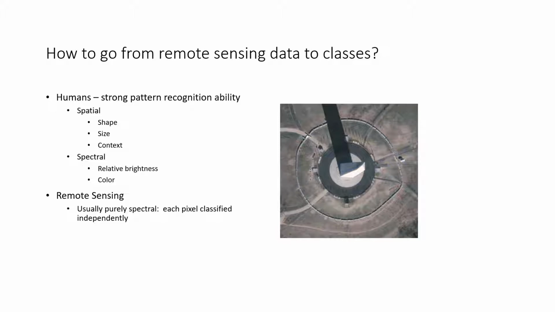So now that you've got all those ways of collecting this information, how do we do something with it? Well, we can spot patterns real easy. Spatial patterns, where we look at changes in shape and size and the context, and spectral patterns, where we look at things that are darker or brighter and in different colors. We can use remote sensing. It's usually spectral only, where each pixel gets classified independently.